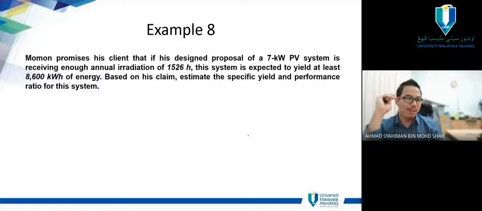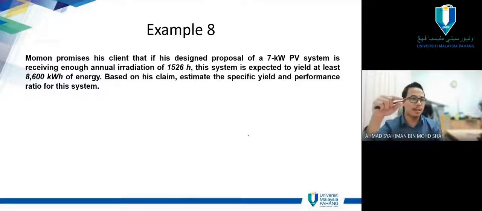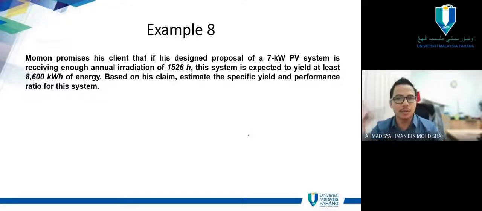Okay, Momon. Dia tak nama Momon. Momon promise his client that if his design proposal of 7 kilowatt peak system is receiving enough annual irradiation of 1526 hours, this system is expected to yield at least 8,600 kilowatt hour of energy. Based on his claim, estimate the specific yield and performance ratio for this system.